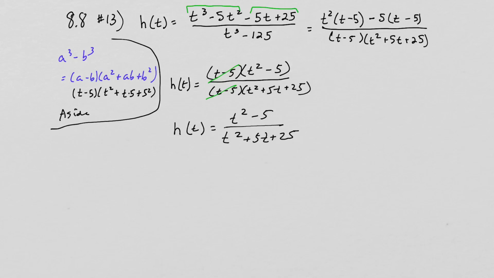Another part of problem 13, that was part A. Part B is what can t not equal? T cannot equal 5, because if you put a 5 here in the denominator, you'd get 125 minus 125, which is 0. You may not divide by 0, so division by 0 is not allowed. And if t were 5, then we'd be dividing by 0.